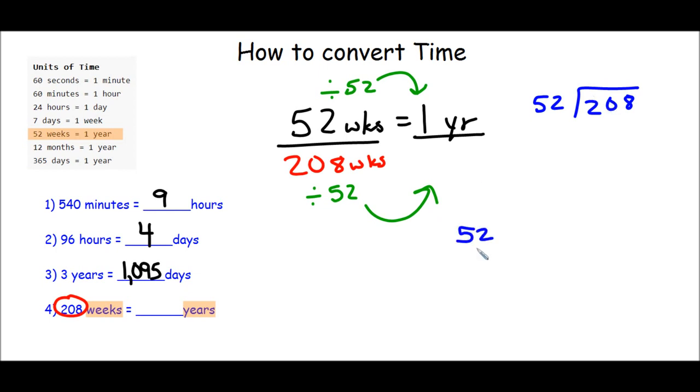So let's see if that gets us close. 4 times 2 is 8, and 4 times 5 is 20. So there you have it. That's why it's a good idea to estimate. So we know that 52 goes into 208 4 times, which means that 208 weeks equals 4 years.